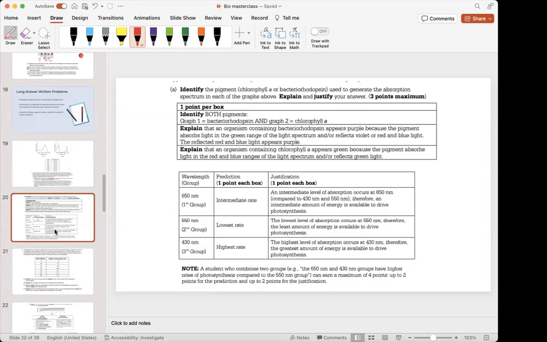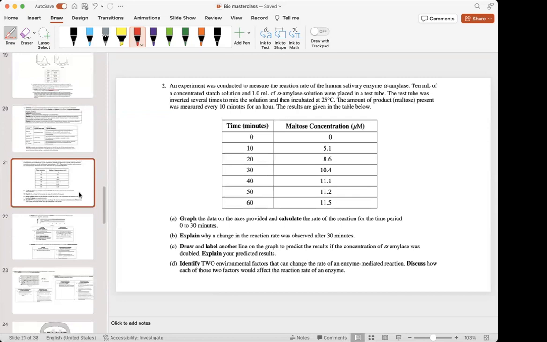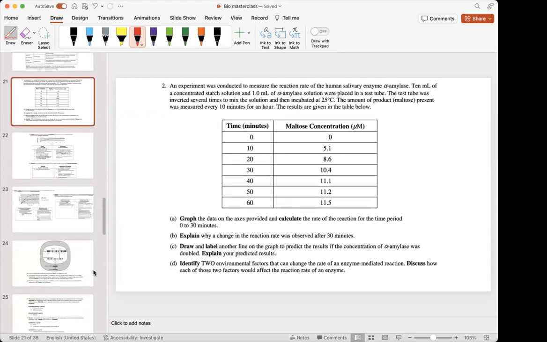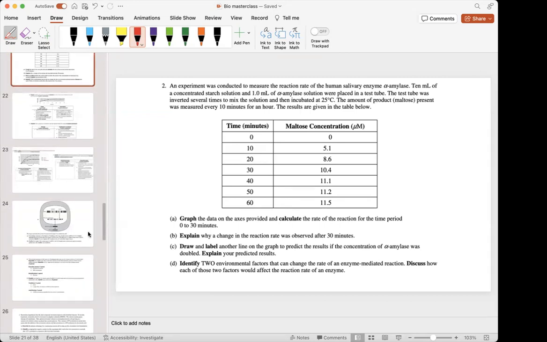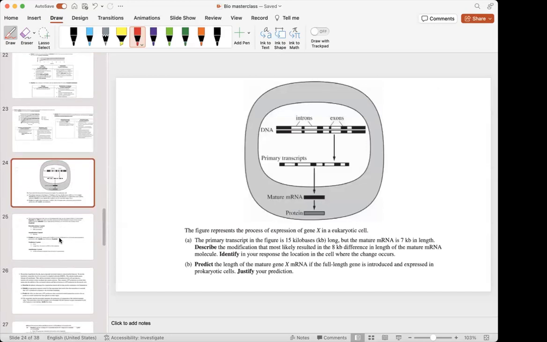Okay, and then you can analyze the marking guides, and that tells you how specific you have to be, how in depth, how much detail they want, and all the different options for what they expect. This is another example. So this one's actually asking you to draw your own graph, calculate rate, and then discuss certain things from the graph. This one here is using a diagram. So these are the types that you can expect to see.